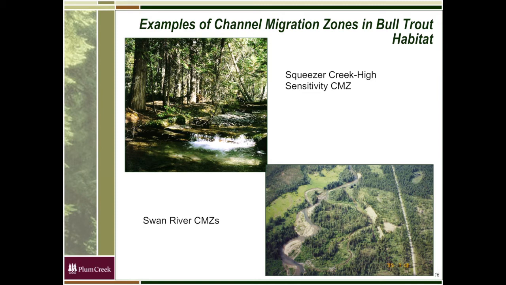But this is an example of how we were able to use the biological monitoring as well as the structural classification scheme to do the right thing in the right place. Here's the Swan River where Squeezer Creek comes in, and you can see the braided nature, the channel migration zones. Again, the kinds of things that normal forest practices rules in Montana would not compel us to do.